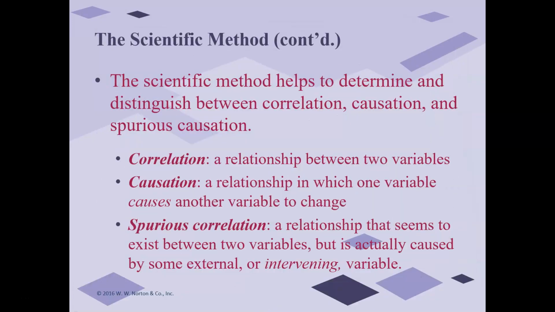The scientific method continued. The scientific method helps to determine and distinguish between correlation, causation, and spurious causation. Correlation: a relationship between 2 variables. Causation: a change in one variable causes another variable to change. Spurious correlation: a relationship that seems to exist between 2 variables, but is actually caused by some external or intervening variable.